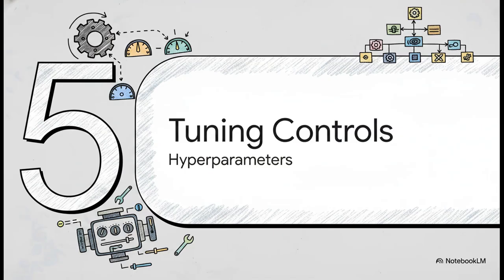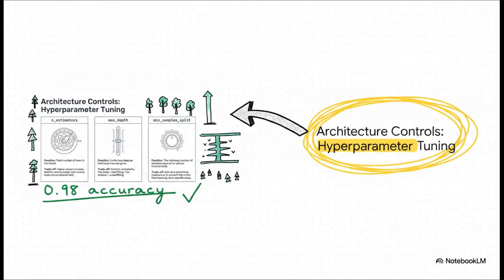Section 5. Tuning the architecture controls. Okay, before we declare total victory here, we need to understand the levers we pulled to control the algorithm's complexity. Because you don't just hit run without tuning the engine first. By adjusting hyperparameters, we keep tight control over the architecture.